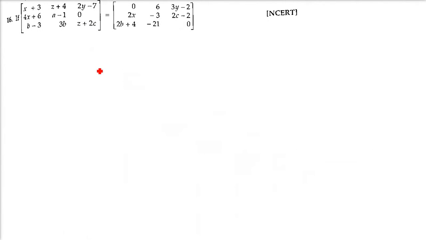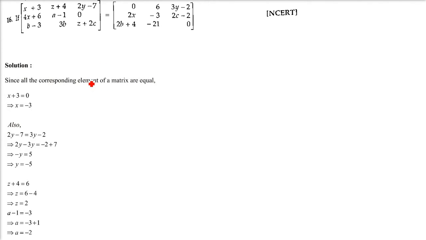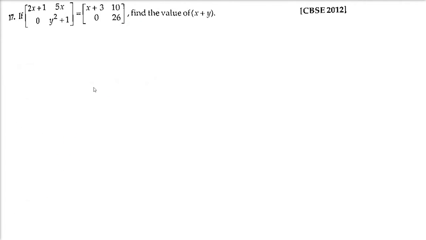Okay, this is a 3 by 3 matrix and you have to do it in exactly the same way which I just told you. I hope you'll be able to do it. We have already done a question like this. x plus 3 equals 0, x will be equal to -3, z plus 4 equals 6, z will be equal to 6 minus 4, that is 2. Likewise you will find all the values.